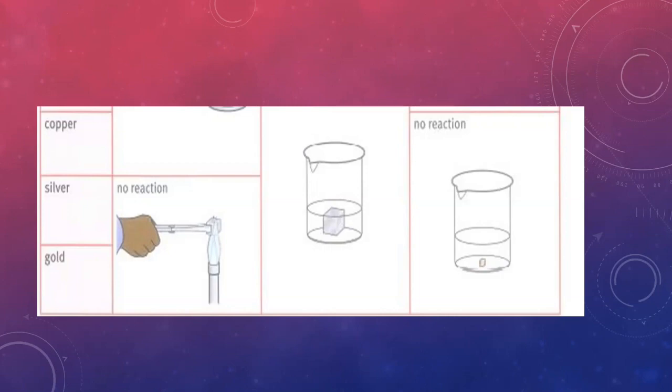Great. And what about the reaction of copper, silver, and gold with acids? What happened, Jana? When copper or silver or gold react with sulfuric acid or hydrochloric acid or nitric acid? Yes, they have no reaction. No reaction? Yeah.